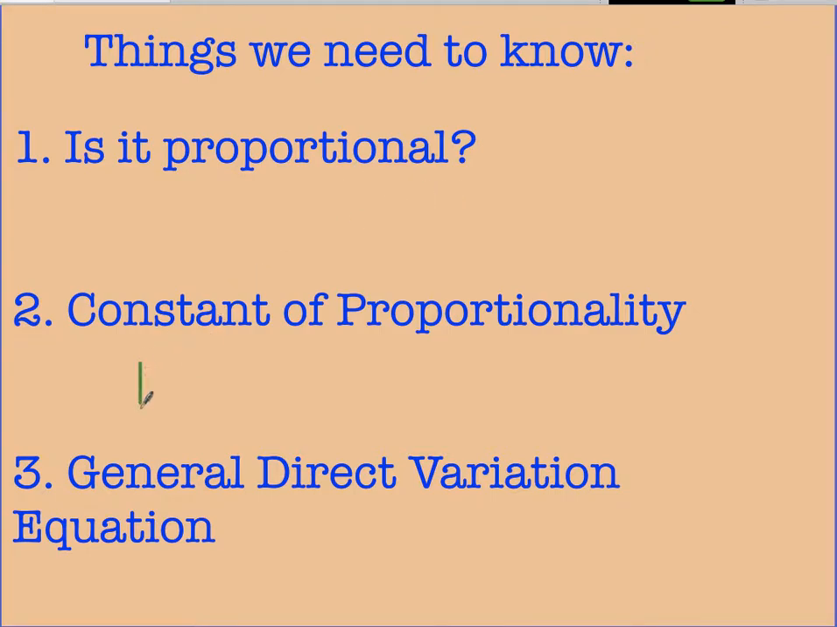The constant of proportionality, we use the variable k, and that's going to be equal to the ratio of y over x for any point that's on that graph. And then we need the general direct variation equation. So that's when we have the equation y equals kx. So if we can calculate k, then we can write the equation in the form y equals kx. Let's look at some graphs here.